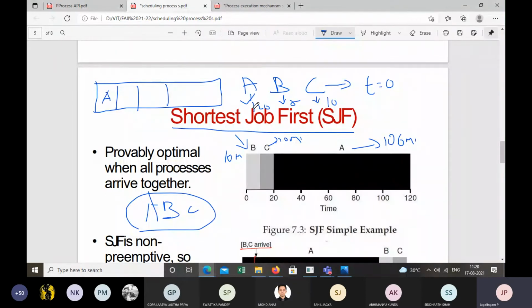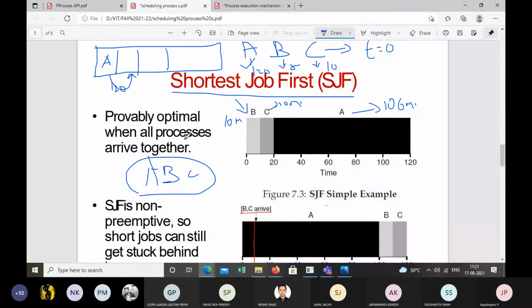So Process A. How much time is required for process A to complete? 120 milliseconds. In the case of non-preemptive, the CPU will provide the complete 120 milliseconds in a continuous stretch, only to process A, until process A completes its execution. Then there will be a context switch from process A to process B. This is non-preemptive. You understand?